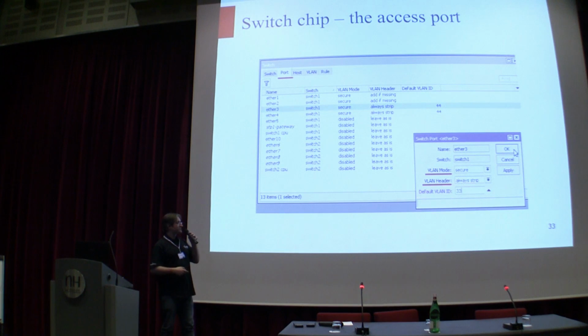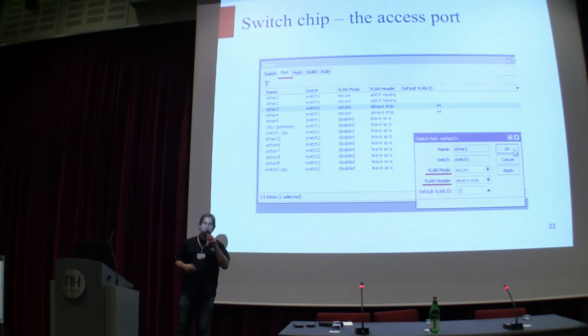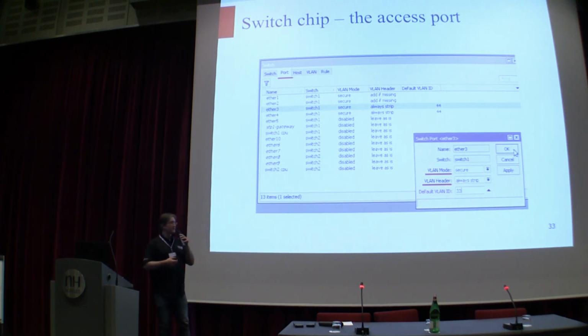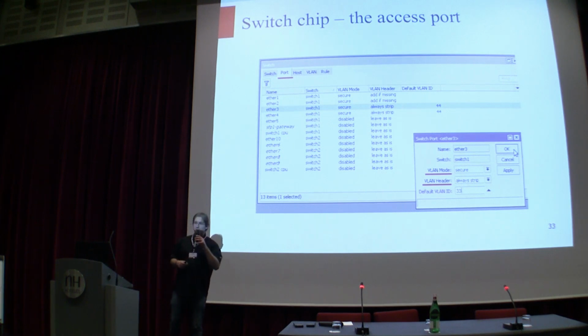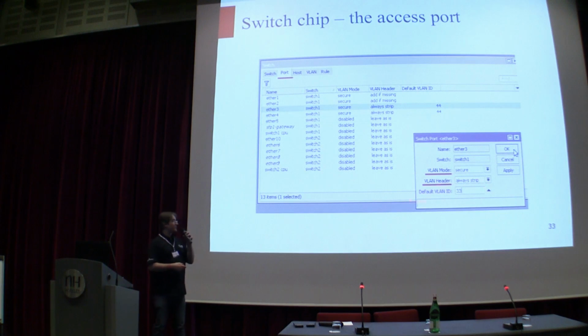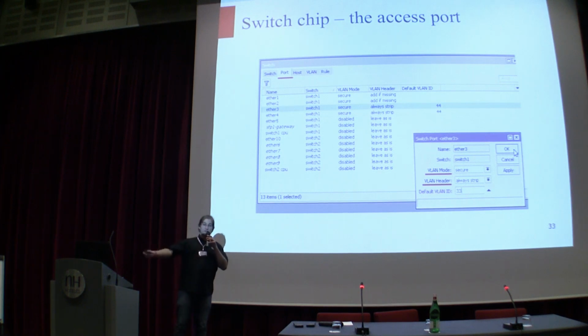And we also need to specify the default VLAN ID. This is something that is usually called PVID on the switches, on the manageable switches. This is the same here. This is default VLAN ID. So what VLAN will be the VLAN for packets coming without VLAN tag from this port.